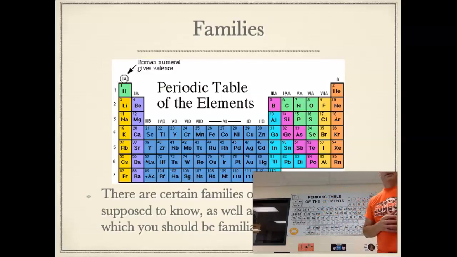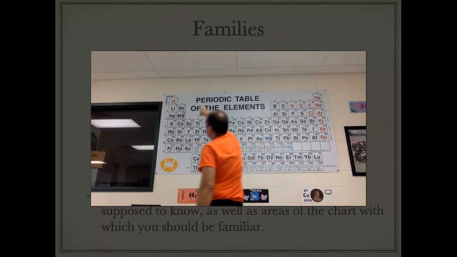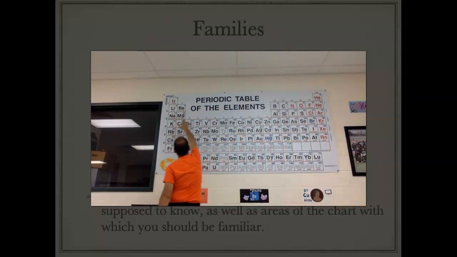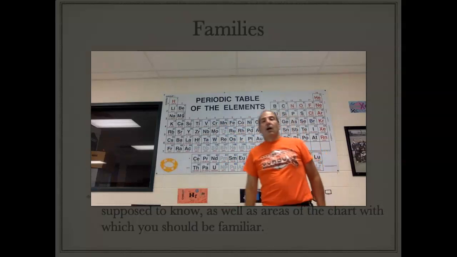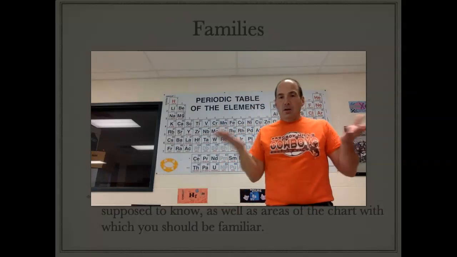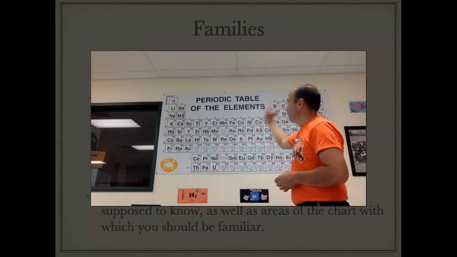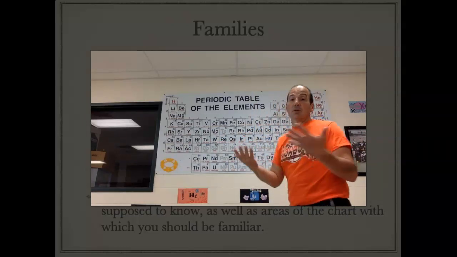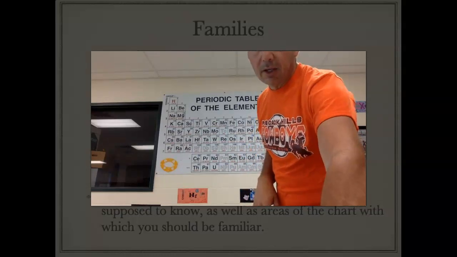Let's talk about families. I use that word. You notice on the periodic table up on the top it says group, and you see group 1, 2, 3, 4, 5, 6, 7, 8, etc., up to 18. Let me zoom out again just so you can see me. Groups are numbered, but sometimes we refer to them as families. So group 2 could be called a family, and we're going to talk about some of the names of those now.